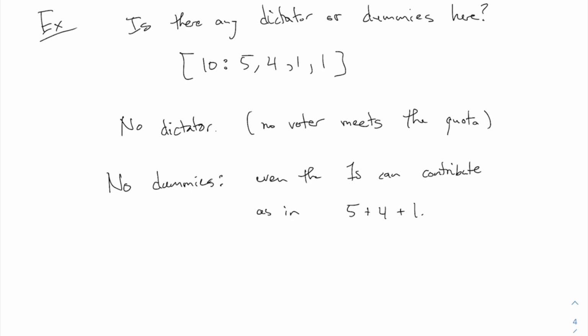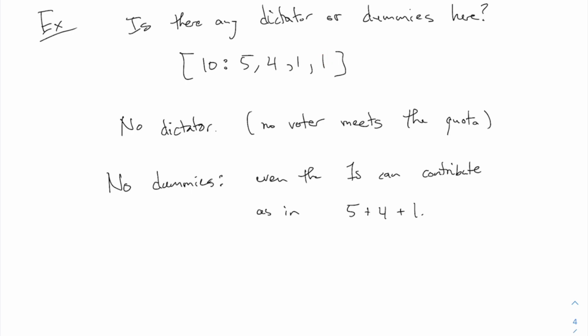This is true, but when I say, is there a dummy or not, the question really is this: is 5 a dummy? The answer is no. Is this 4 a dummy? No. Is this 1 a dummy? The answer is no, because sometimes this 1 can make a difference. And also sometimes this 1 can make a difference.